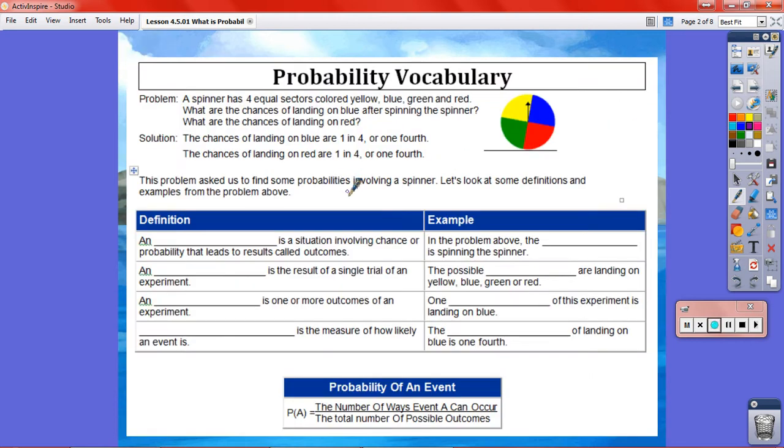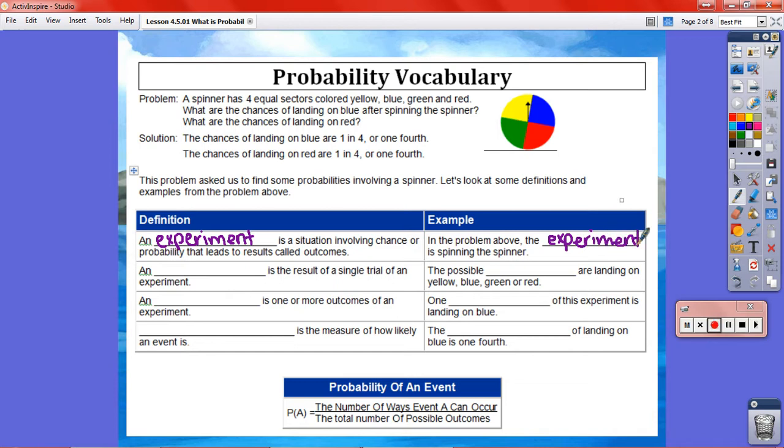So, this is an experiment, spinning a spinner to see what color you land on. We're going to look at some definitions here. An experiment is a situation involving chance or probability that leads to results called outcomes. In the problem above, the experiment is spinning the spinner.